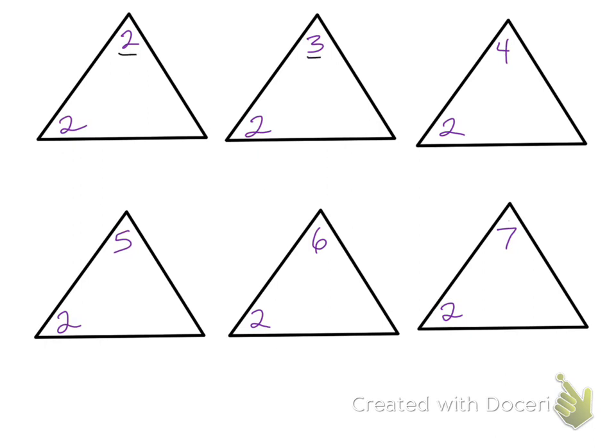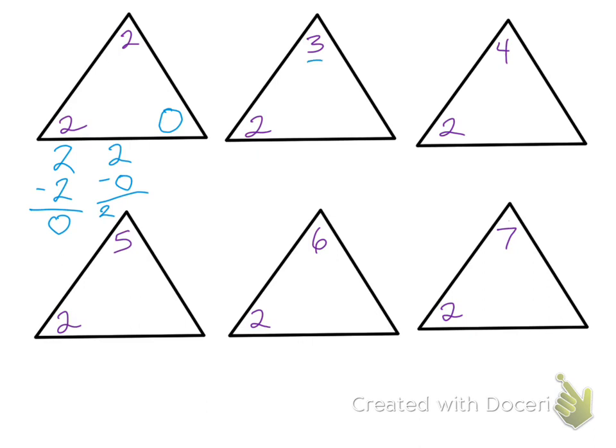So I need to think 2 plus something equals 2. Well, I know that 2 plus 0 equals 2. So in that case, that means that 2 minus 2 has to equal 0, or 2 minus 0 equals 2. Okay, what about this next one?